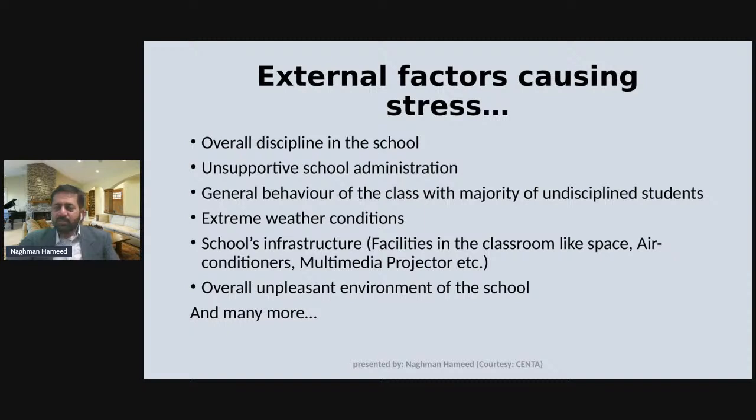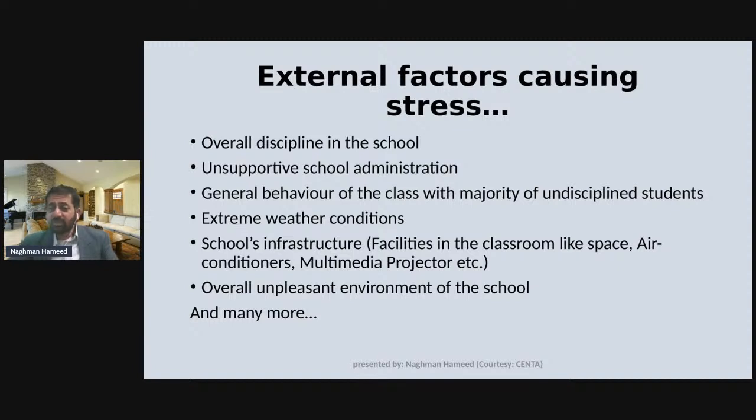Okay, sometimes resources are not available. If a school does not provide the resources to the teachers properly, then it also creates stress. Overall, an unpleasant environment of the school, at home, and there are so many things. And yeah, co-teacher behavior, I can see in the audience. Too many activities, that's right.